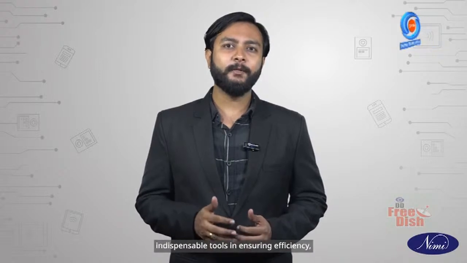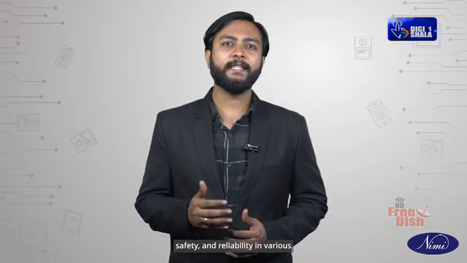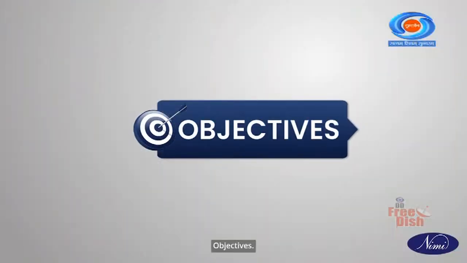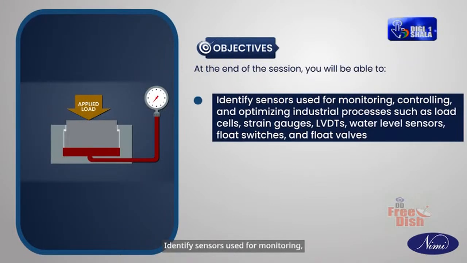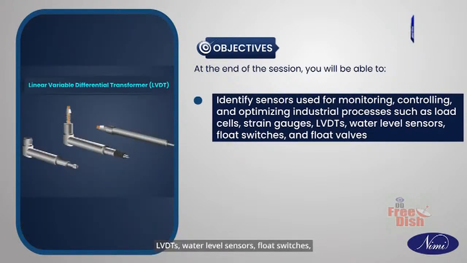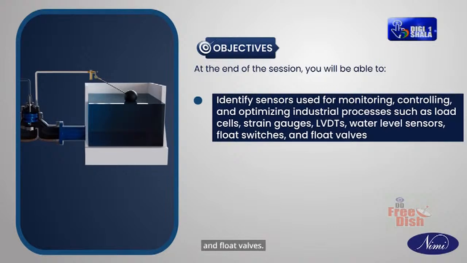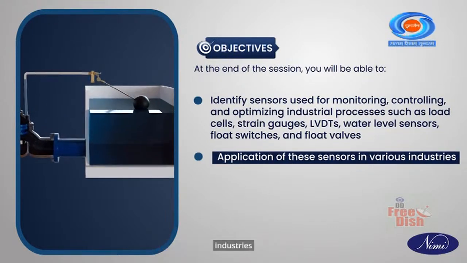are indispensable tools in ensuring efficiency, safety, and reliability in various industrial applications. Objectives. At the end of this session, you will be able to identify sensors used for monitoring, controlling, and optimizing industrial processes such as load cells, strain gauges, LVDTs, water level sensors, float switches, and float valves, and list the applications of these sensors in various industries.